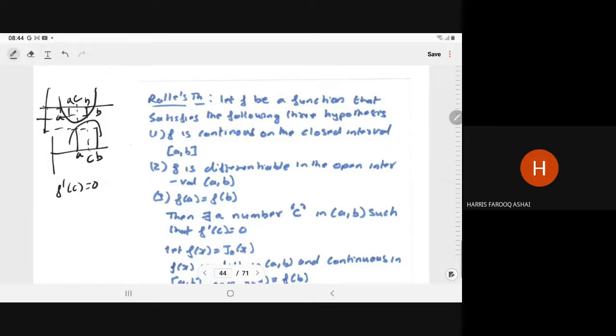Why is f dash c equal to 0? Because either we have the maximum point or we have the minimum point, and you know that for the maximum or for the minima, first derivative is equal to 0. So always there exists a point c between a and b for which f dash c is equal to 0. That is the Rolle's theorem. Clear what is the Rolle's theorem?